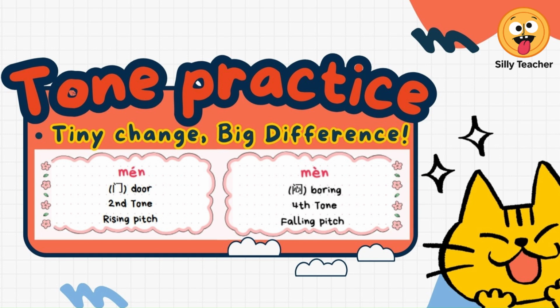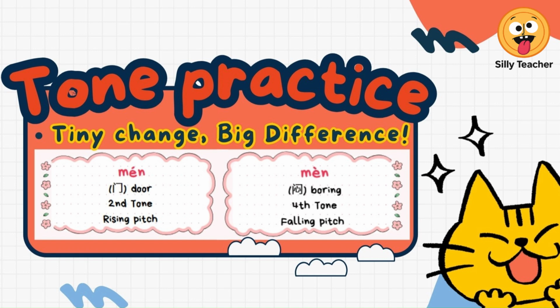Now let's look at the meaning. Man, second tone, it means door. Man, fourth tone, it means boring. Hear that? Just a small tone change, right? But totally different meaning. So in Mandarin, you have to remember this. Tone is not just pronunciation, it changes the meaning completely. That is why a tiny change makes a big difference.